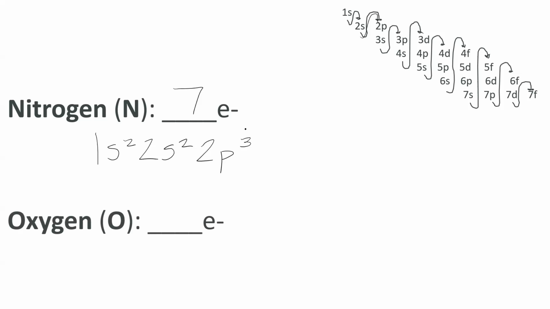Oxygen has 8 electrons, starting with 1s, which can hold 2. 2s can hold 2. 2p can hold up to 6. I only need 4. 4, 5, 6, 7, 8. Oxygen's electron configuration is 1s2, 2s2, 2p4.